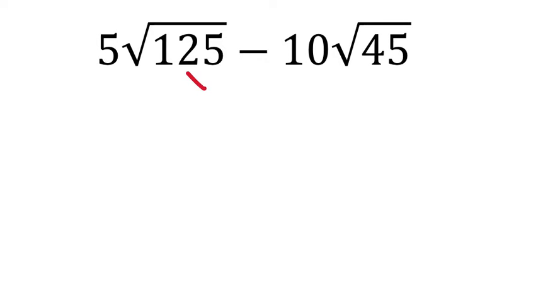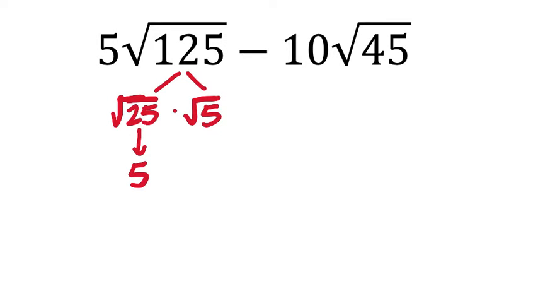So, like, 125, I'm going to split it up. You could use prime factorization on here, but I think we talked about this in the last section. As I'm looking for a factor of 125 that is a perfect square, in this case, that would be 25, okay? So I'm looking at the square root of 25, and then the other factor would have been 5. So I got the square root of 5 as well, and the square root of 25 is 5, okay? And the square root of 5 is just still the square root of 5.